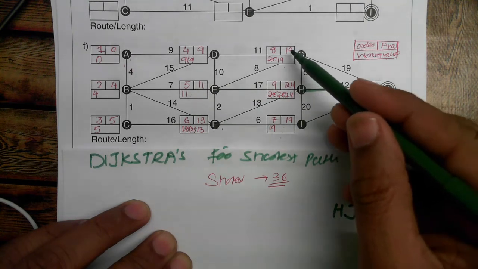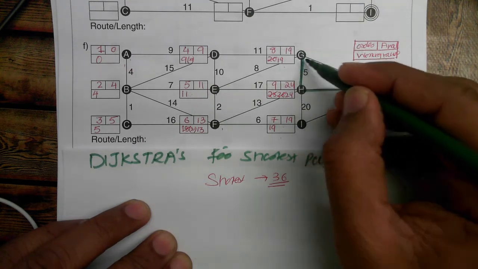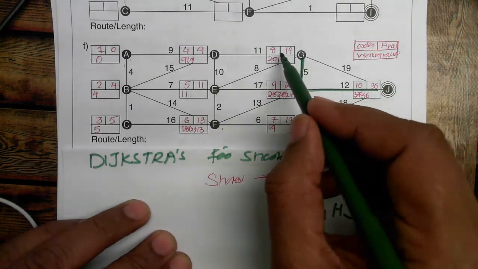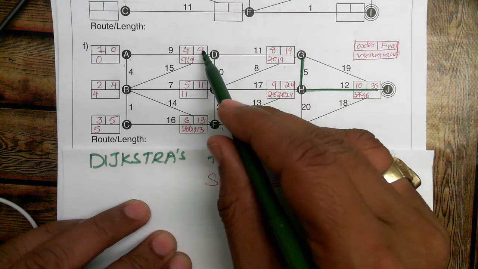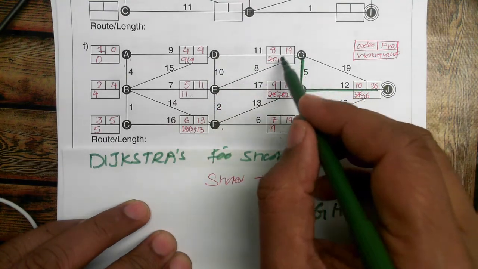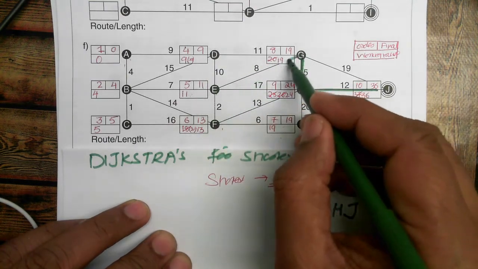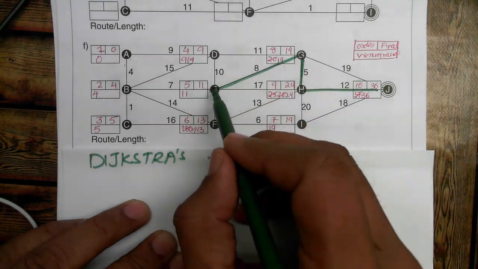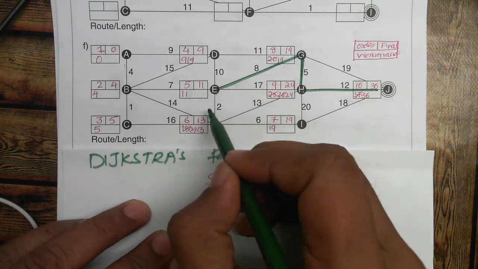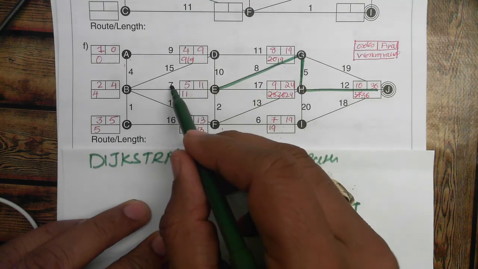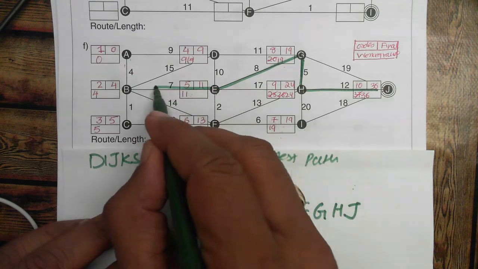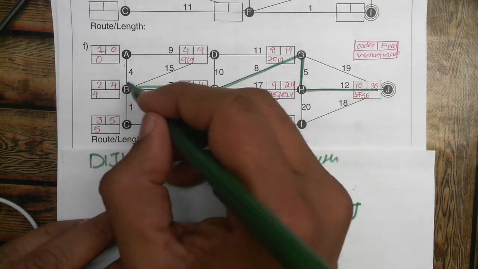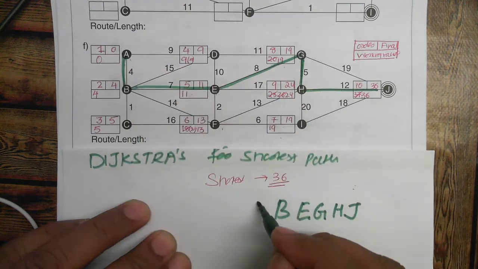Okay, then from 19 take away 11 is 8. That's not 8, so I'm not going that way. 19 take away 8 is 11. Yes, that's 11, so I'll go this way. This is E. Okay, from 11 take away 2 is 9. That's not 9. Okay, so 11 take away 7 is 4. So yes, I'm going that route, which will be B there. Then from B, 4 take away 4 is 0. That's where we started from. So this is A, guys. So the shortest route is A, B, E, G, H, J, and the length of the shortest route is 36.